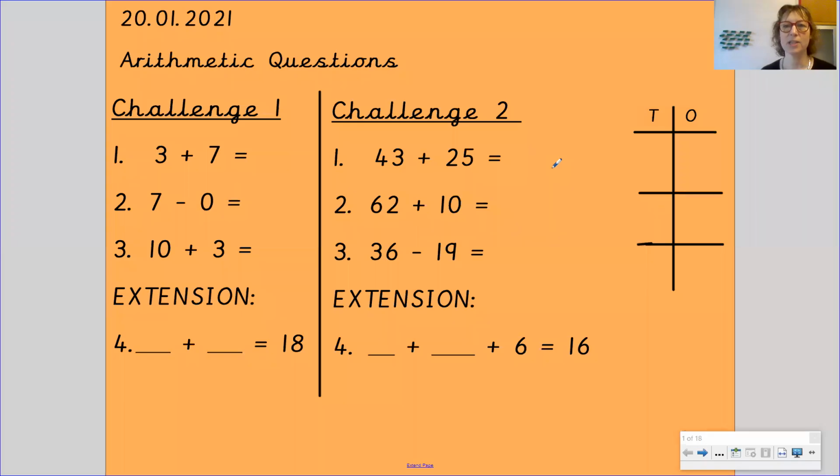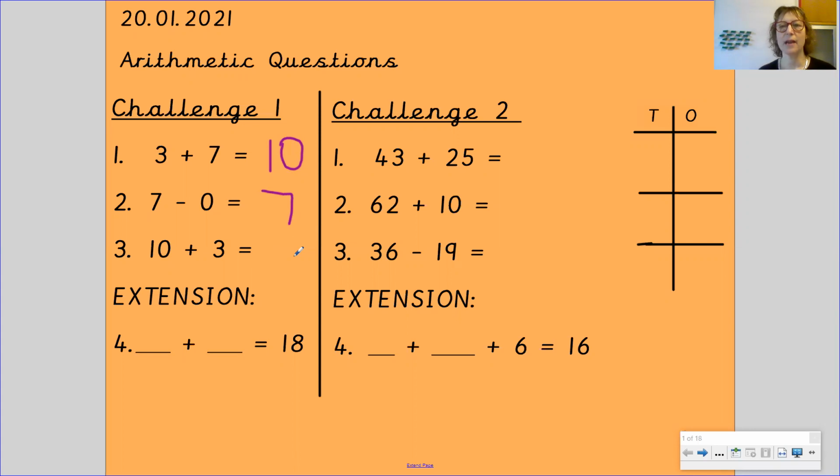So let's have a look at challenge 1 first. 3 add 7. So I've got 1, 2, 3, 1, 2, 3, 4, 5, 6, 7. That's all my fingers. So that is 10. 7, take away 0. So 5, 6, 7. And I'm not taking any away.